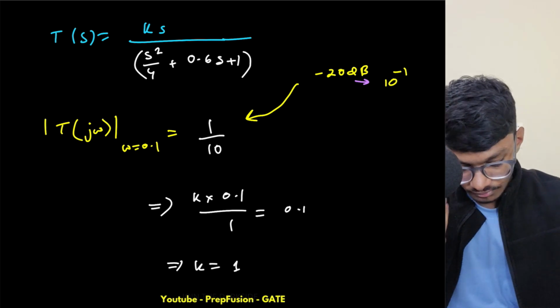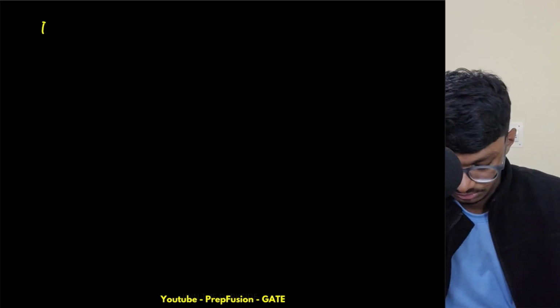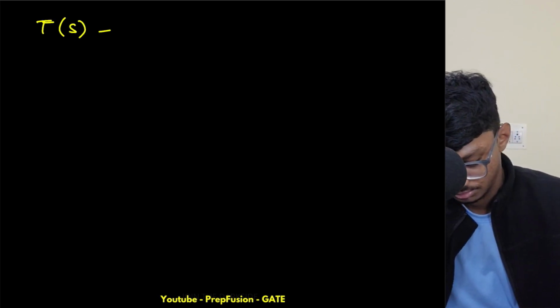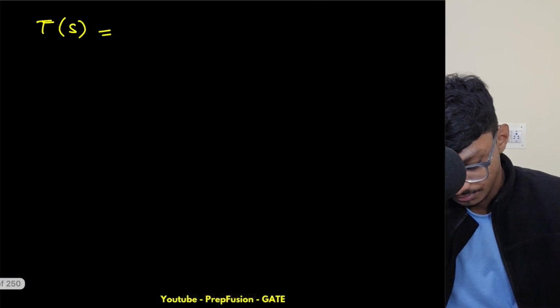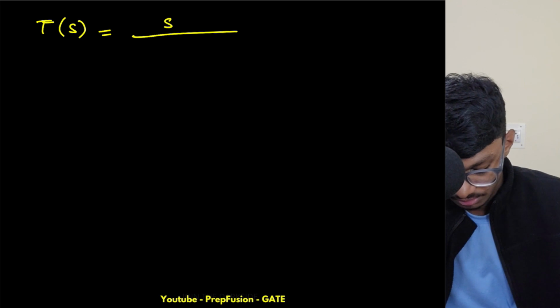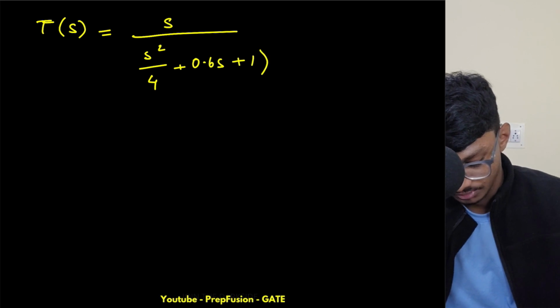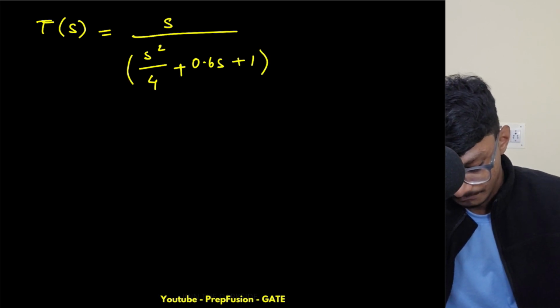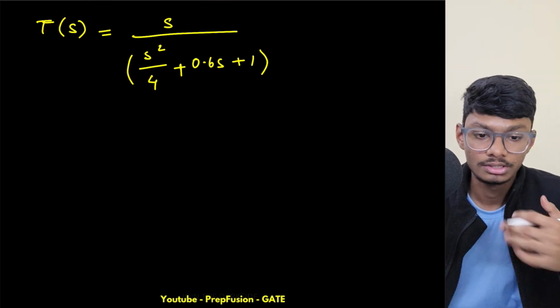Now we got the transfer function. The transfer function is simply s divided by s square divided by 4 plus 0.6s plus 1. So this is my transfer function. This is done. Now what about my error?